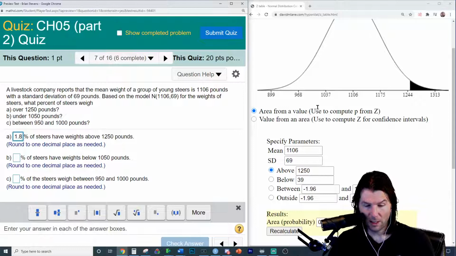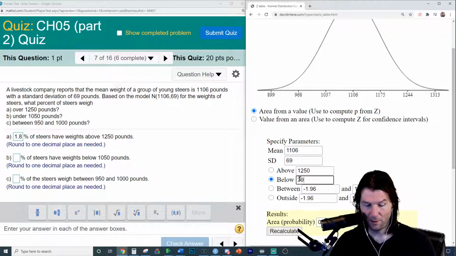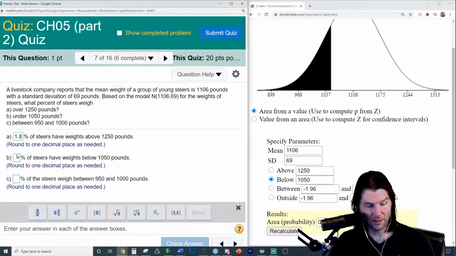Percent of steers below 1050. 1050 is right here. Ooh, that's a tough one. 19%? 19%, I say. So below 1050, I say 19%, 20.8%, or 20.9. That's right, 20.9.